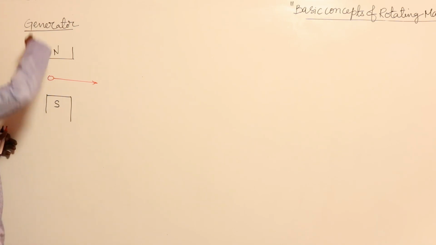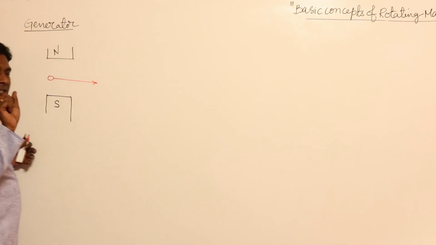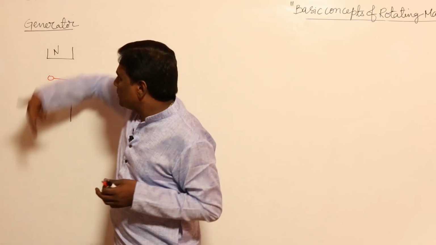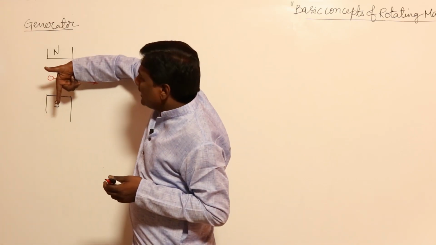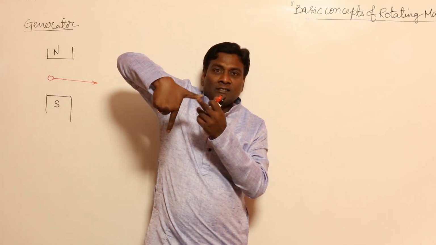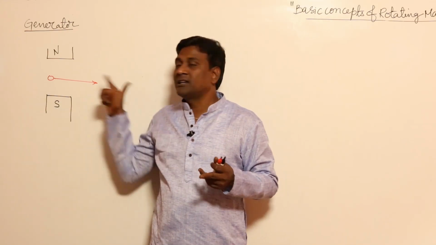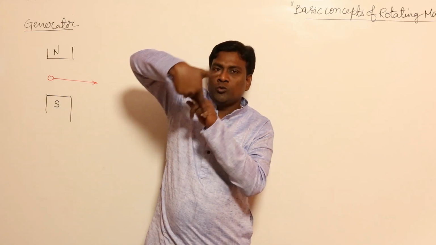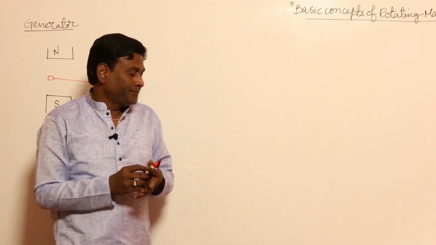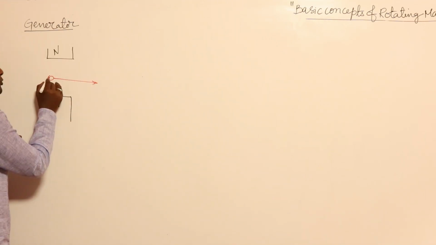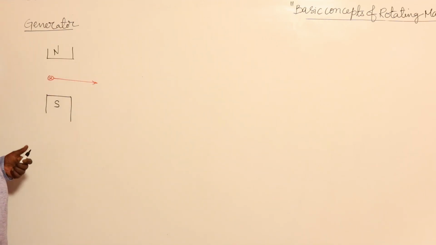Now see here, the flux goes from N pole to S pole, so let me apply the right hand rule, N pole to S pole. The direction of rotation is in this direction, the direction of movement, because the conductor is moving in this direction, so induced voltage will be inside, in this direction. These are going to be the induced voltages.